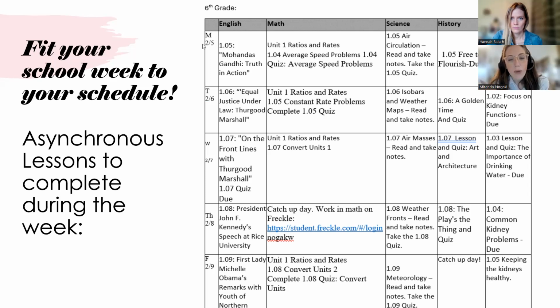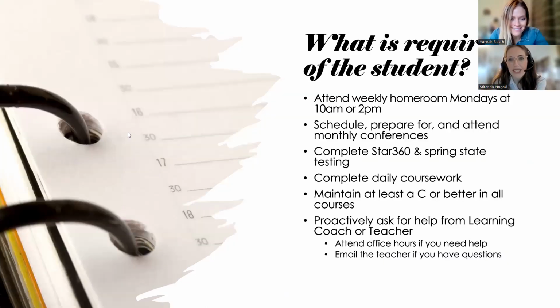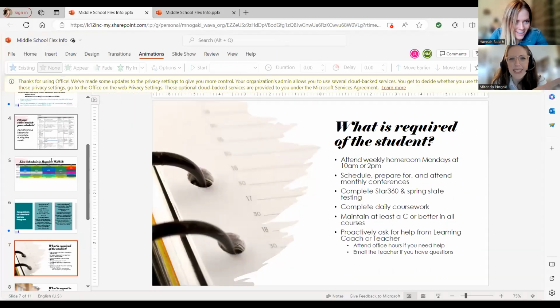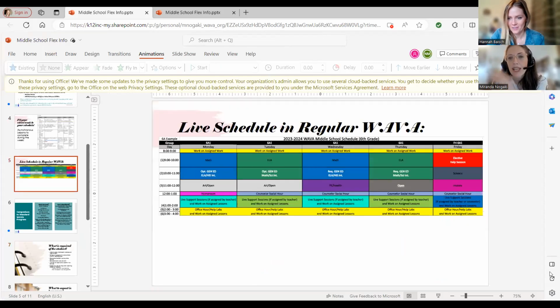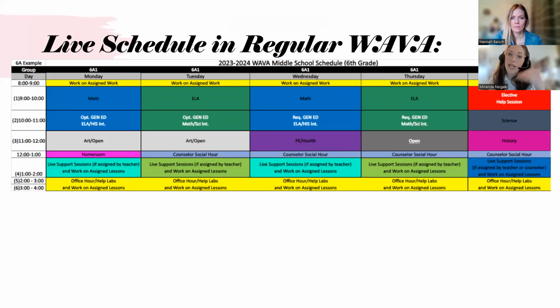Whereas the regular WAVA program has a live schedule that drives the educational week. And so if you want to show on the next slide, Ms. Beisch. All right, you would have 1 to 2 classes for each subject live during your week. So 5 to 8 live classes during the week. And then you would have some asynchronous lessons to complete around those. So they're driven asynchronously or synchronously.